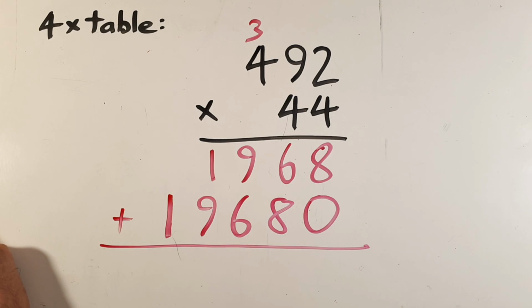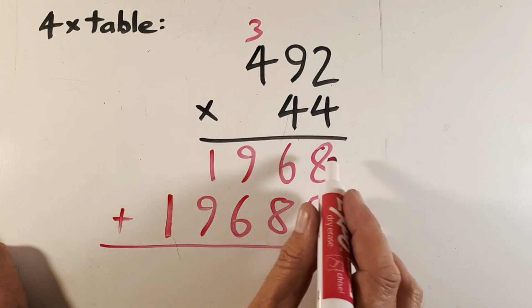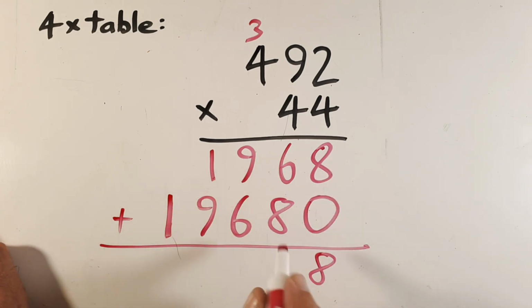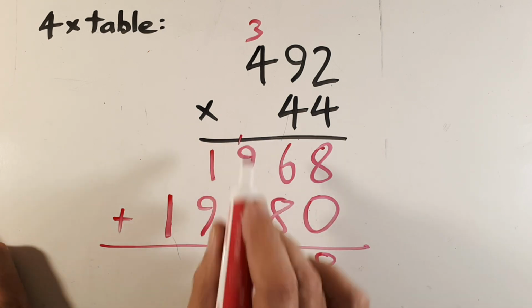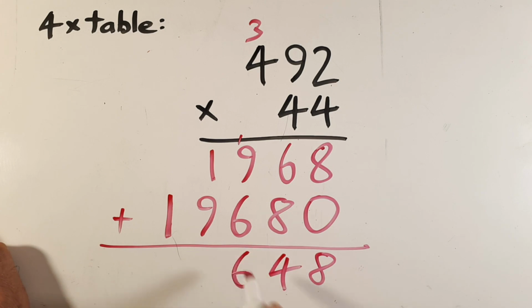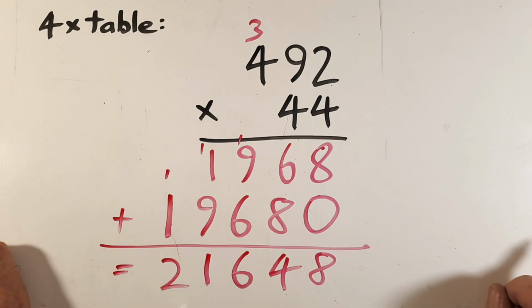And then we're just adding those together. 8 and 0, 8. 6 and 8, 14. Carry that one up to there, it makes that 10 and 6, 16. Carry that one up there, it makes that 11. Total answer, 21,648.